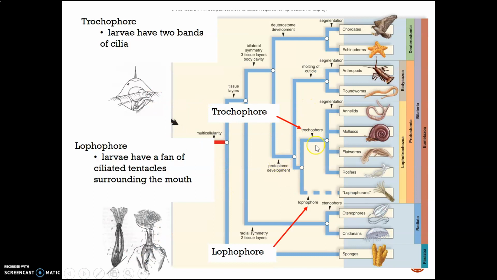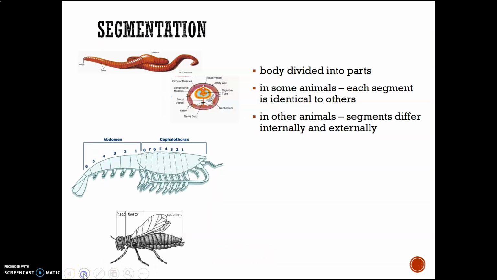Our protostomes can be further divided by the type of larva that they have. All right, so if their larvae at some point during their development have two bands of cilia, they are called trochophores, because they have a trochophore larva is what that is called. So all of these guys are going to have that trochophore larva. And then lophophores, where the larvae have a fan of ciliated tentacles, and the only one we've got there are lophophorans.